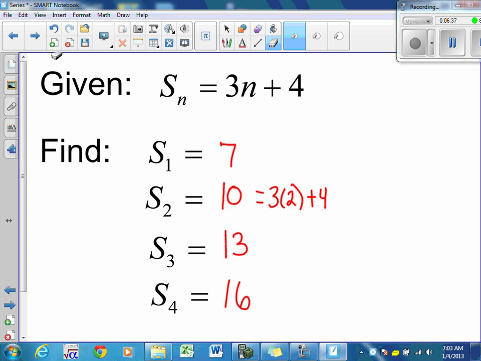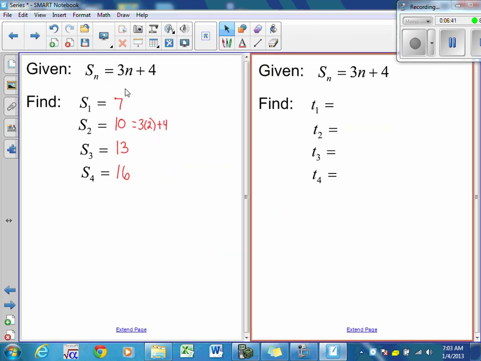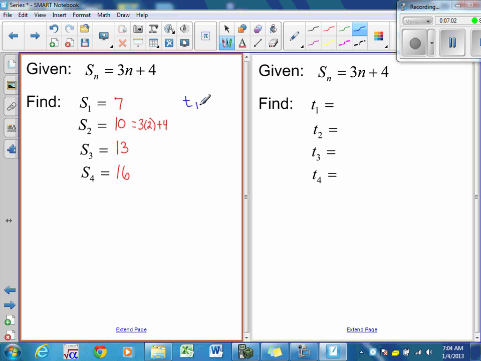Now, if I know those first 4 terms of the series, can I determine my actual terms? These are the sums. This is the sum of the first term. This is the sum of the first 2 terms, and so forth. So this is the sum of just the first term, which tells me the first term has to be 7.